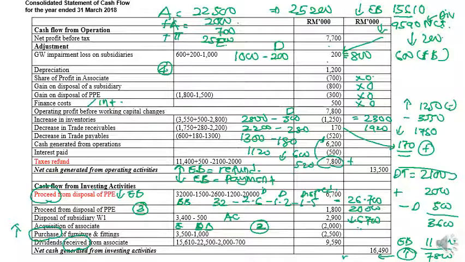ending balance. Okay, ending balance of 3,550. So there is an increase here, increase by 1,250. So for the increase by 1,250, we need to minus here because this is an increase. Okay, then we look at the next item that we have here, which is trade receivables.